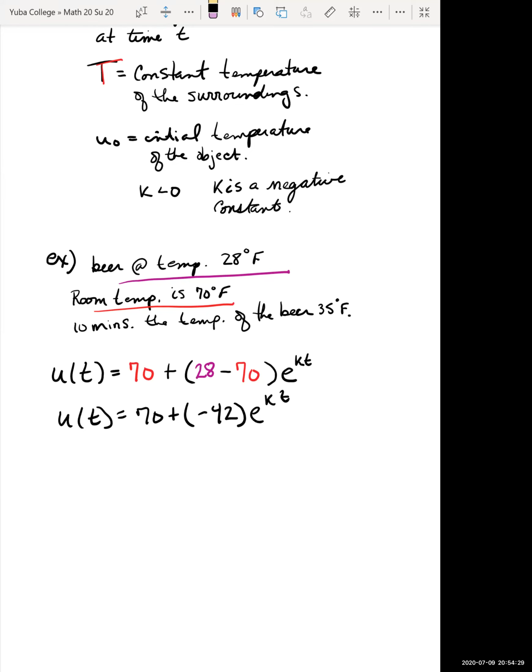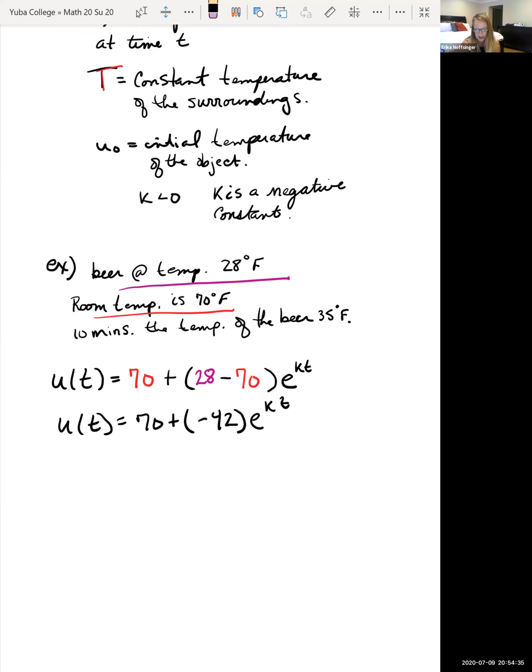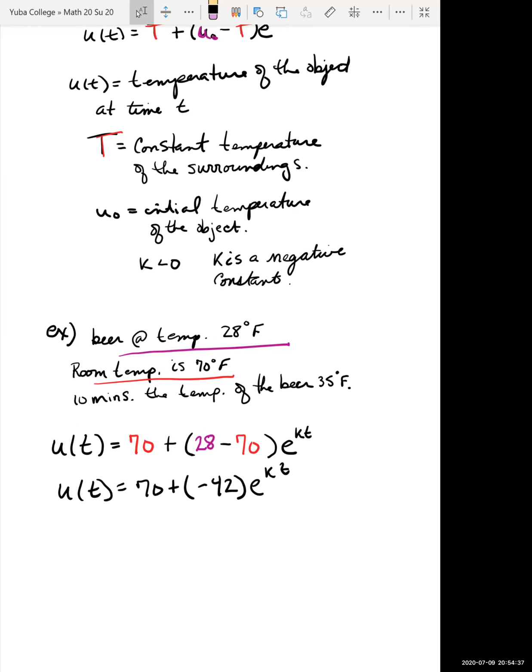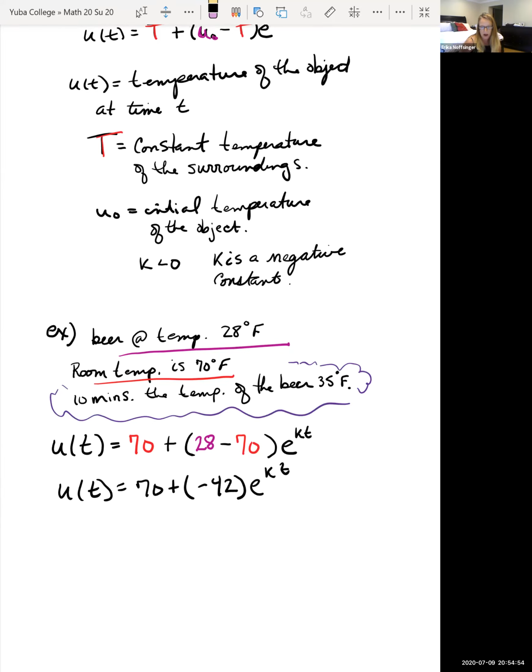Why aren't we plugging in the 10? What's the 10? Oh, the 10 minutes. Yep, that's what we need to use. So now we've got to use the information they gave us. This is going to be the general formula. We don't know what k is right now, but we can use this information right here to figure out what k is.